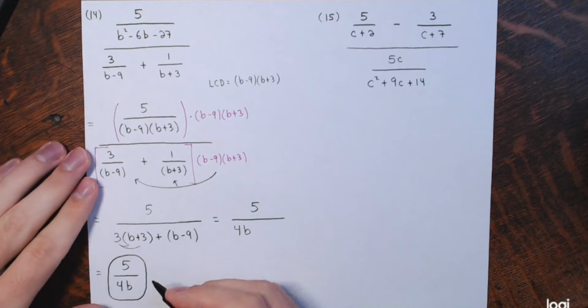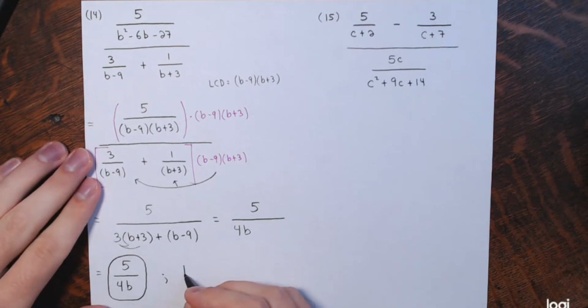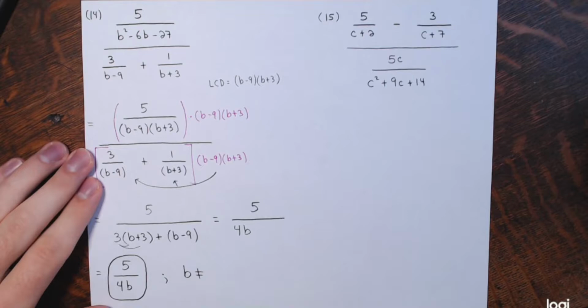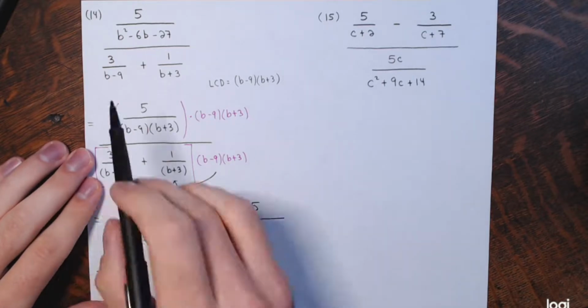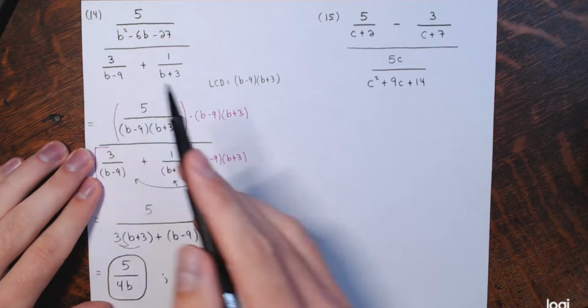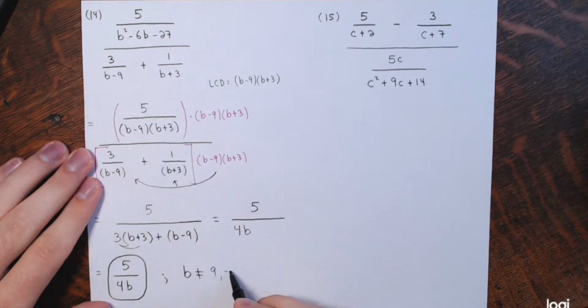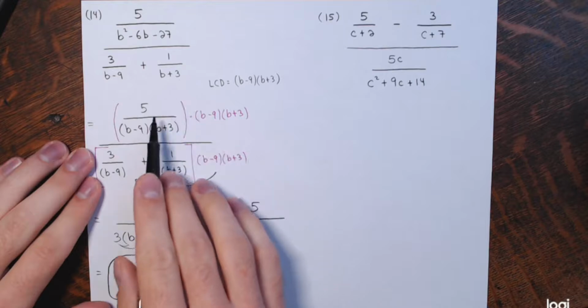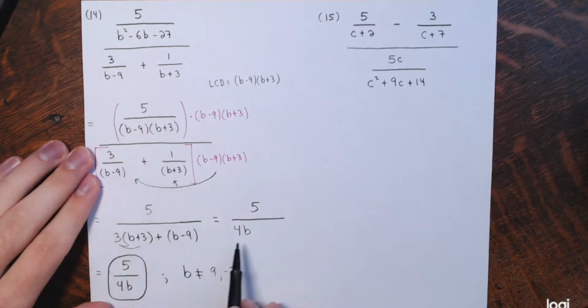Alright, and then just like all the others, I'm just going to state off to the side here the values I can't replace b with, the numbers that would make you divide by 0 or give you denominators of 0 somewhere. So I'm seeing b minus 9 in a denominator, b plus 3 in a denominator. So b can't be positive 9, it can't be negative 3. And then looking at all the denominators throughout this problem, the only other denominator I haven't addressed is this 4b down here. There's a factor of b in the denominator, so b can't be 0 either.